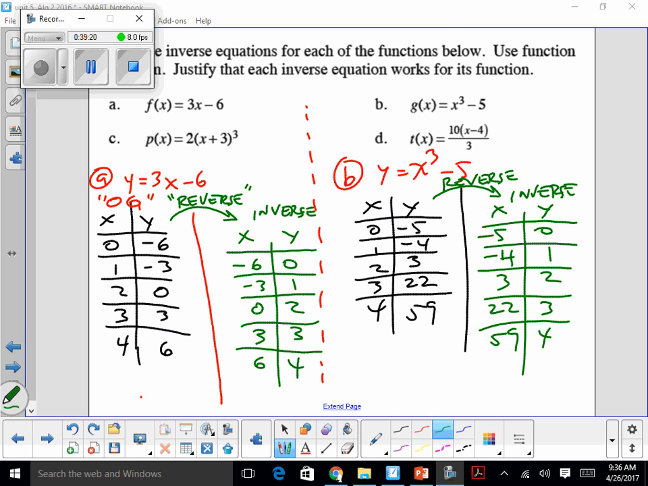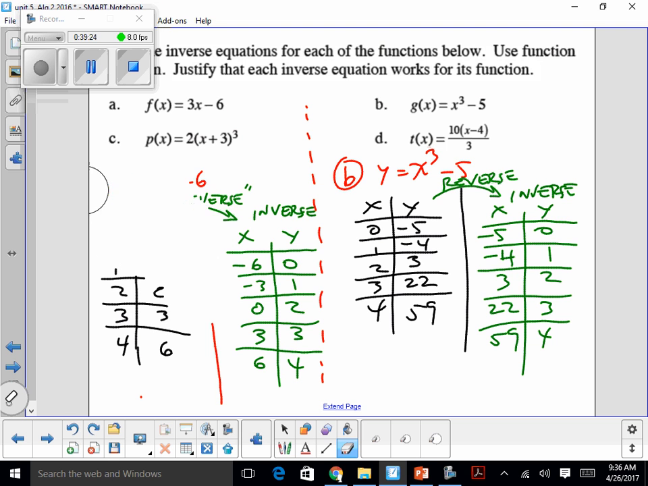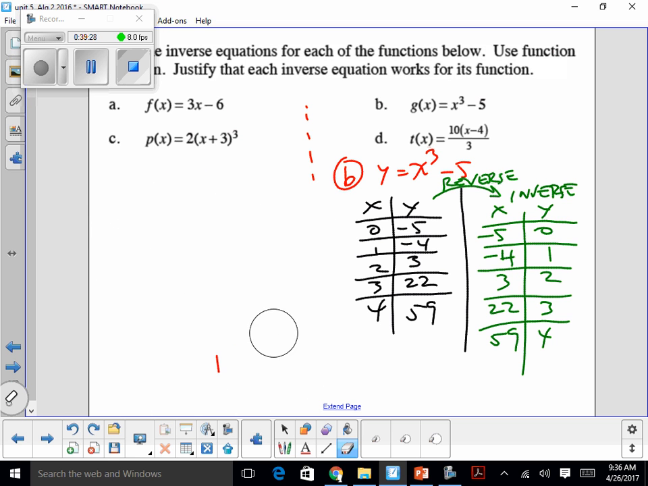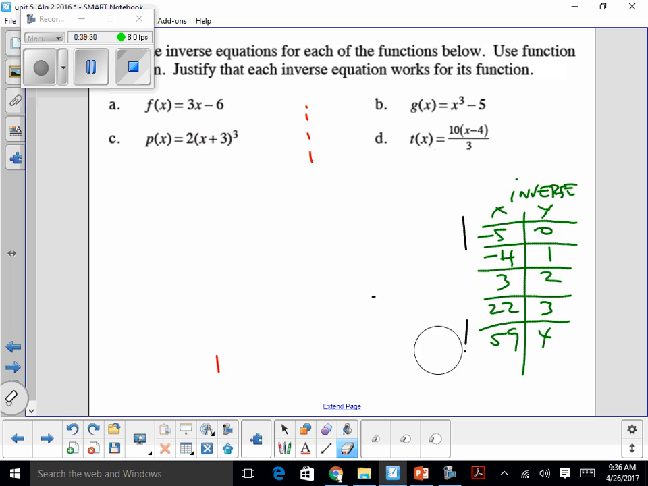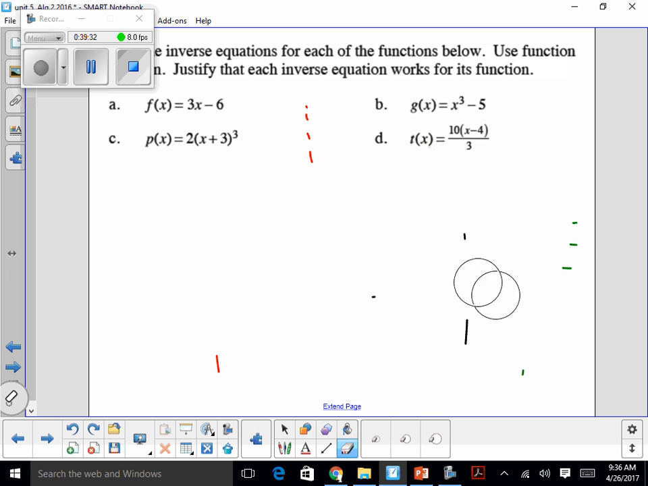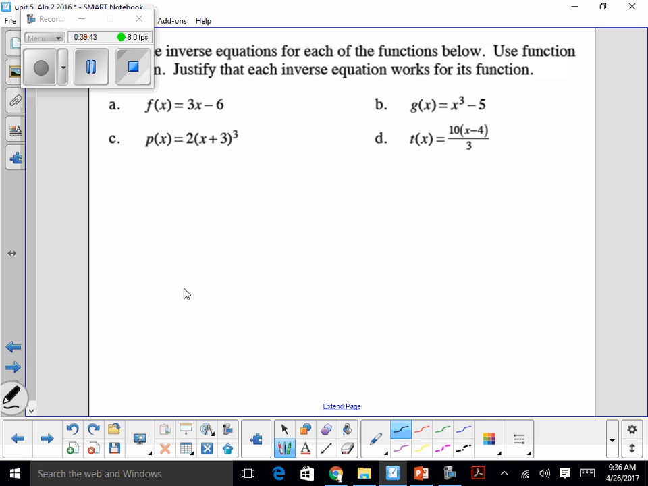Let's see if I can do easy. Here it comes. Where are you going to write your 3 problems? I don't know. So I'm going to start with A as one of my 3. I'm going to write y equals 3x minus 6. I'm going to do some equation on that one.